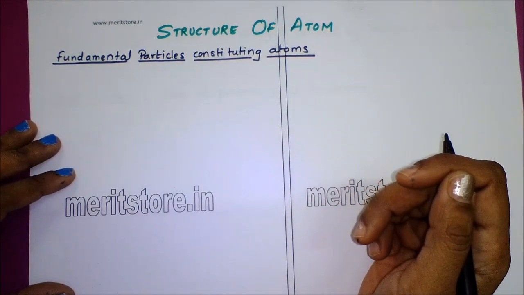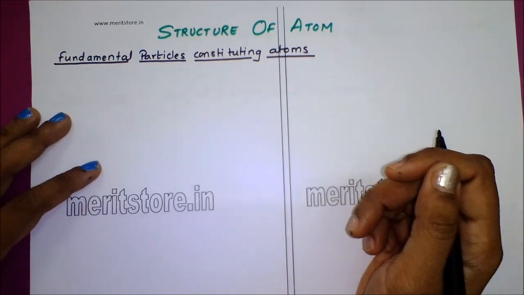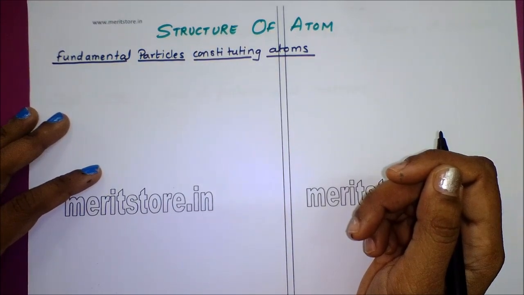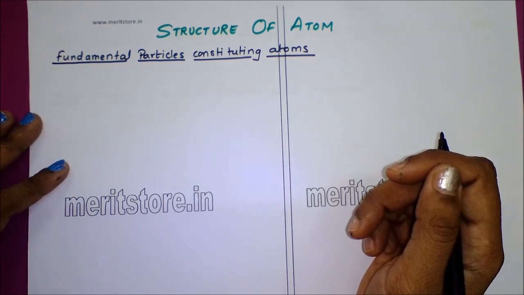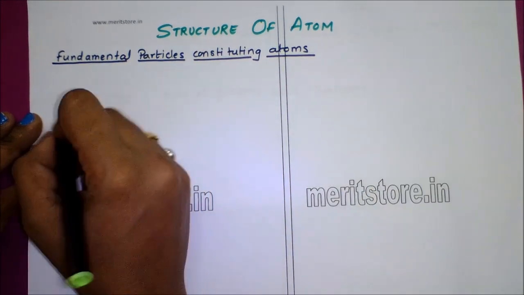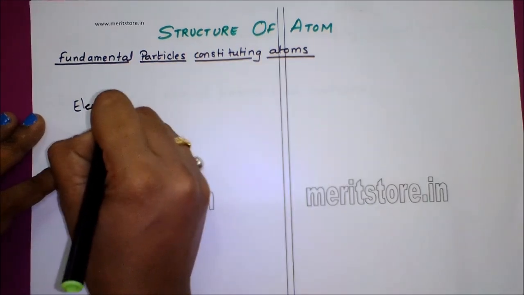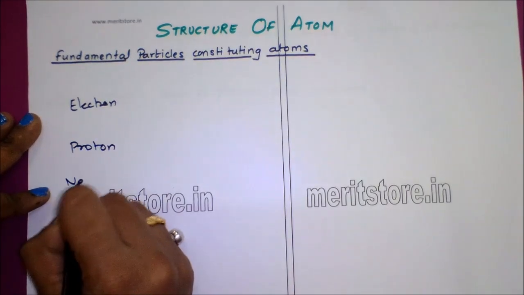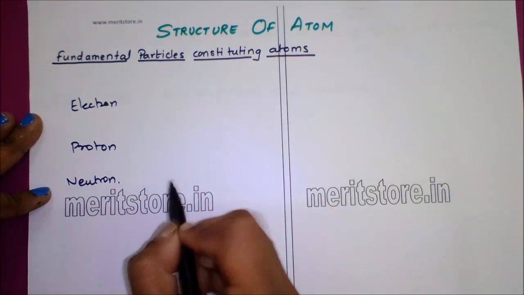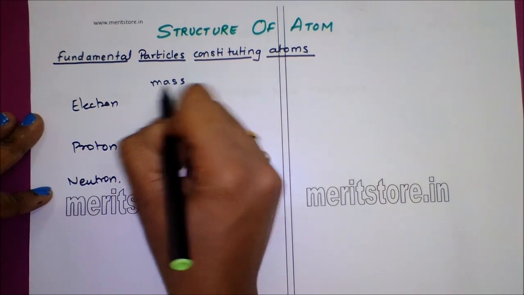Today we'll be discussing the chapter Structure of Atom. We'll first talk about the fundamental particles which constitute atoms. As we know, the atom consists of three fundamental particles. The first one is electron, second is proton, and third one is neutron. First, we'll talk about their masses.